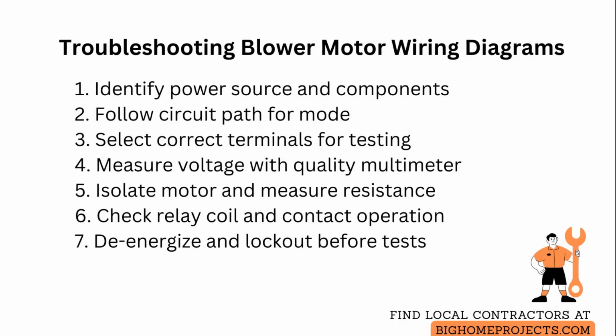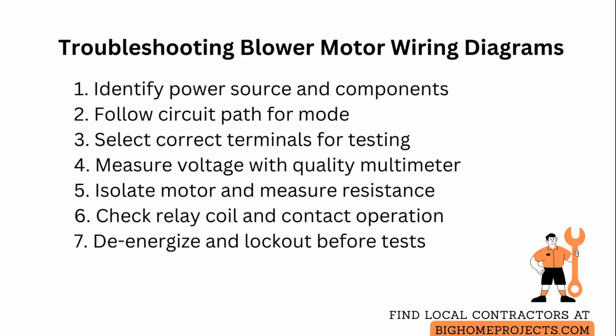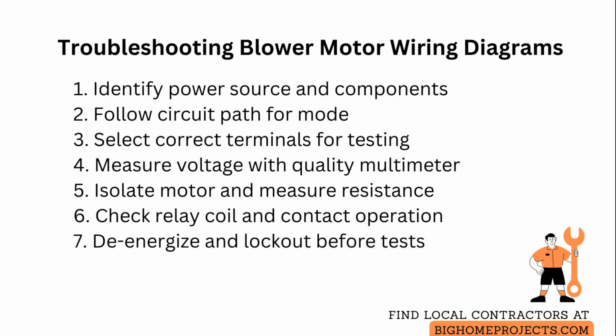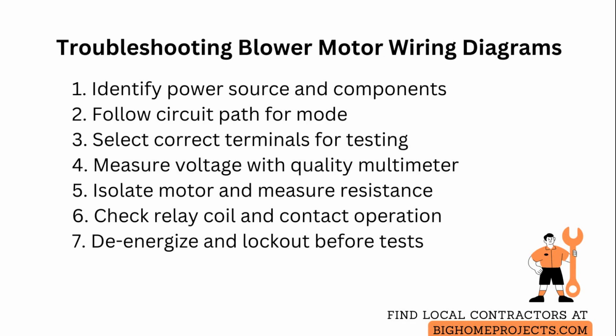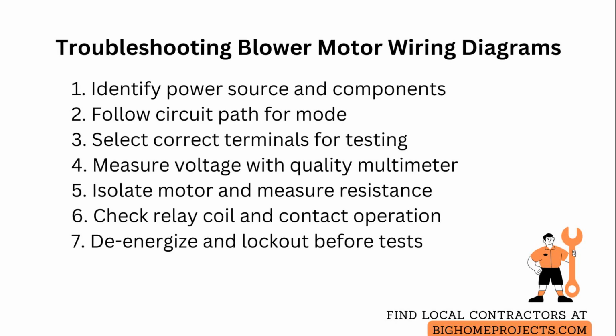Follow the circuit path for the specific mode you are testing, for example, heat or cooling, since many systems route blower power differently depending on mode. Use the diagram to select the correct pair of terminals for voltage checks, and measure with a quality multimeter set to the appropriate range while the circuit is active so you can confirm presence or absence of voltage under load.